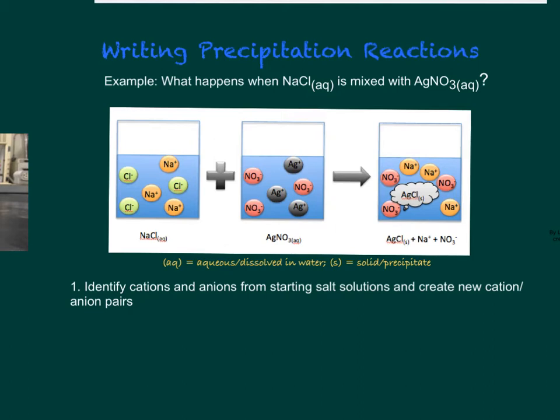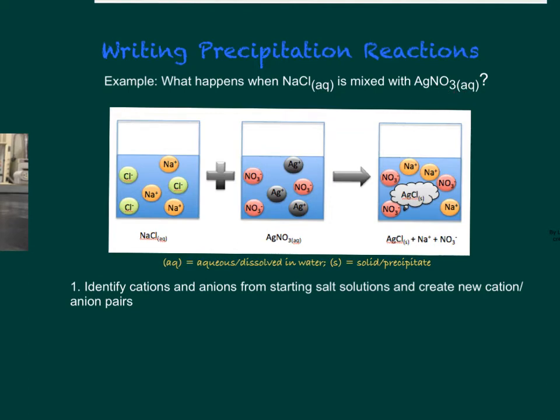In this video, I'm going to demonstrate how to write precipitation reactions. A precipitation reaction is just a reaction where the chemicals in a solution react to form a solid, or a precipitate. The example that I'll be using is when an aqueous solution of sodium chloride is mixed with an aqueous solution of silver nitrate.